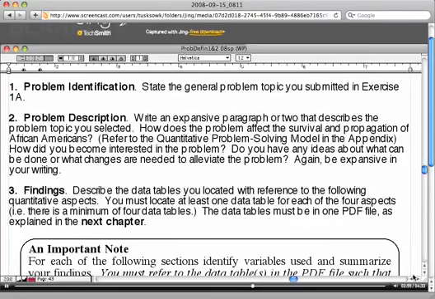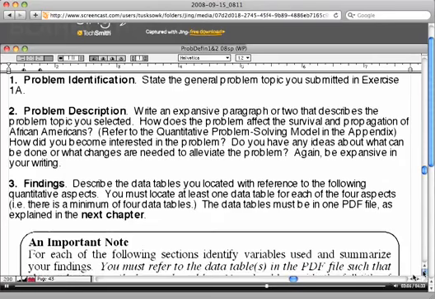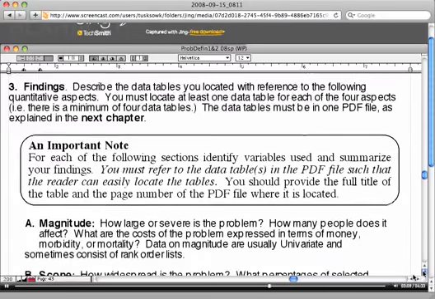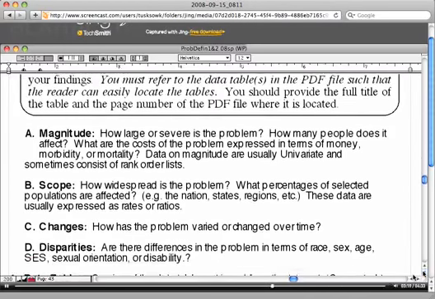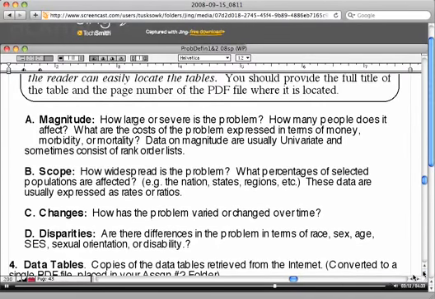Once you've read and answered those first two questions, then describe the data tables you located with reference to the following quantitative aspects. You must locate at least one data table, and you've already done that, and you know how to save it as a PDF. Now, these next questions you need to answer using the data table that you selected. How large or severe is the problem? That's magnitude, scope, how widespread is it?